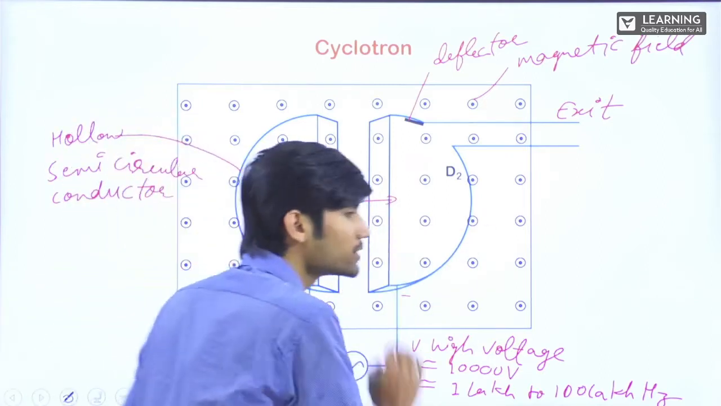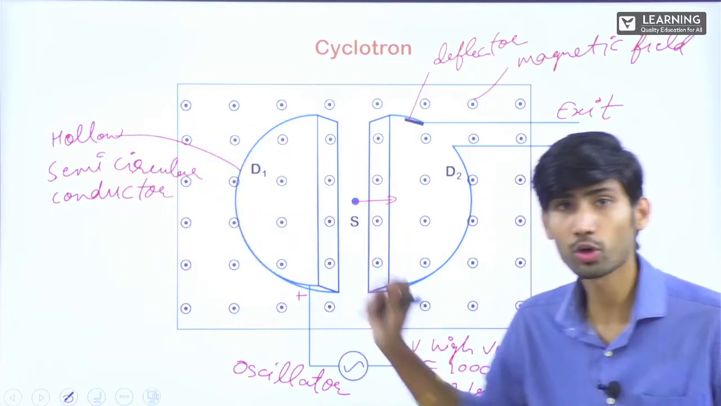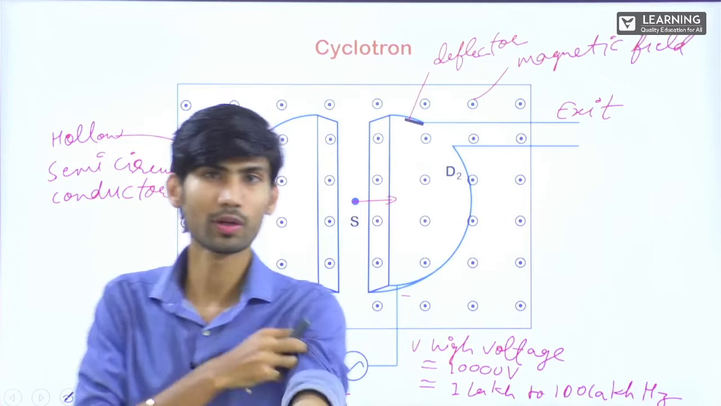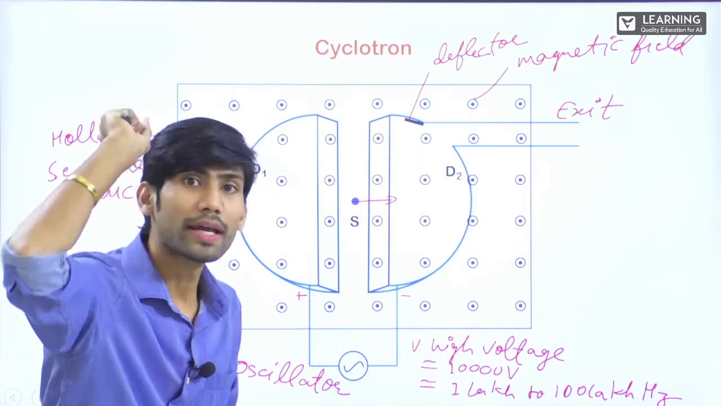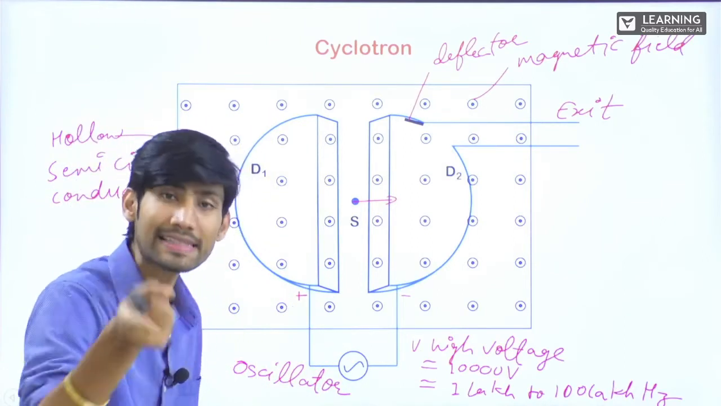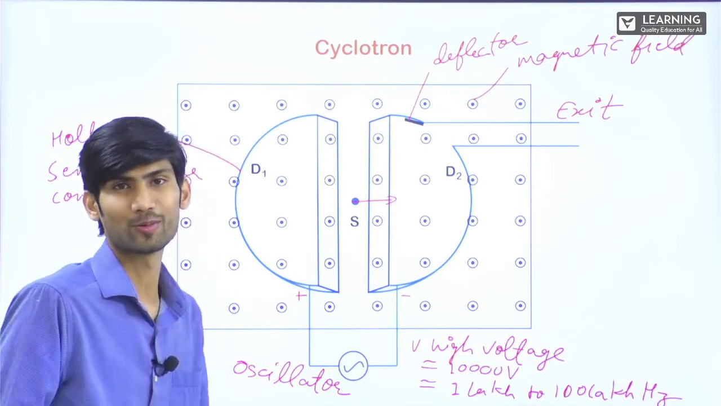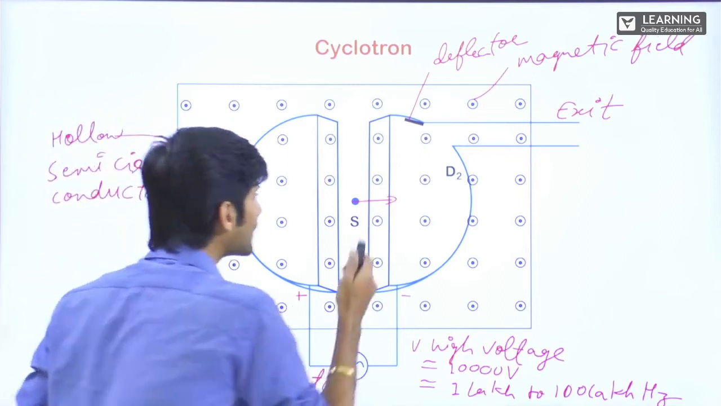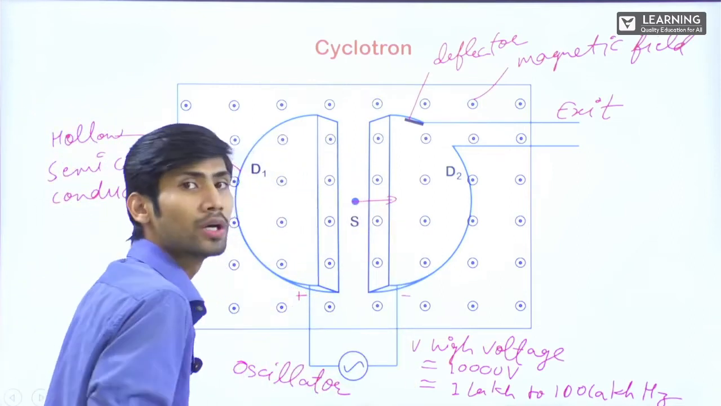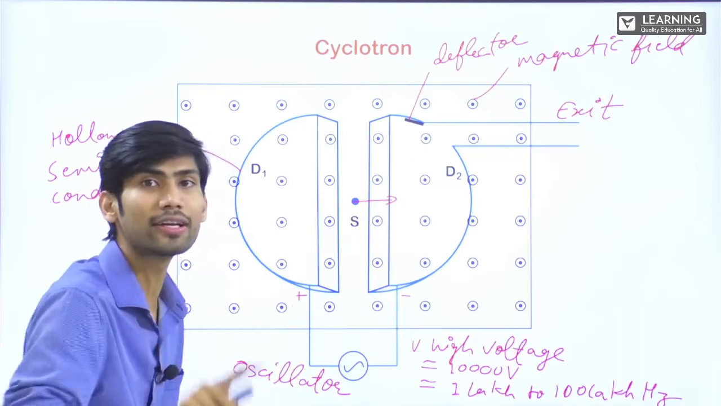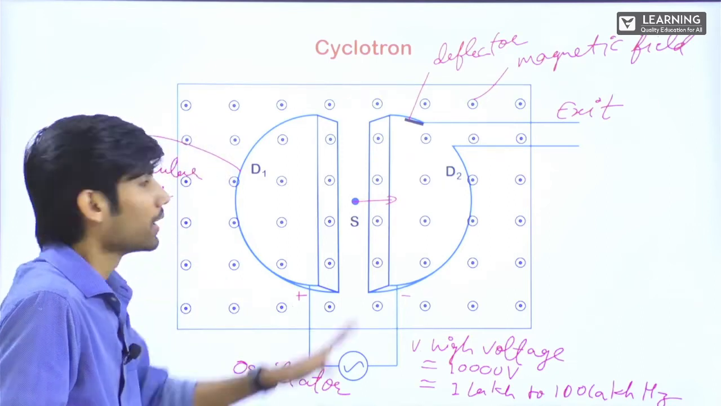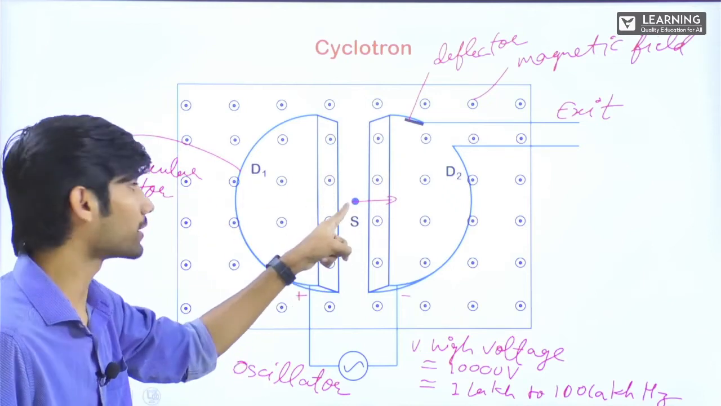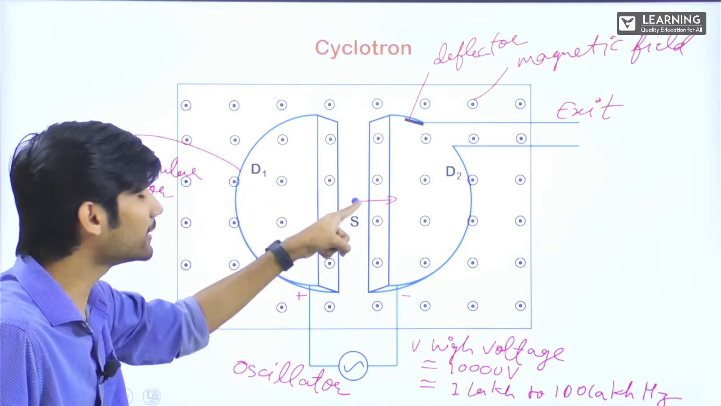The moment it goes inside, remember this story, the electric field becomes zero. Why? Remember, inside a hollow conductor, electric field is zero. So once it goes inside, the electric field is zero. Now it is experiencing only one field, that is the magnetic field. Earlier, the magnetic field was there, but it was not experiencing magnetic force because it was at rest. Because of this electric field, it came into motion.